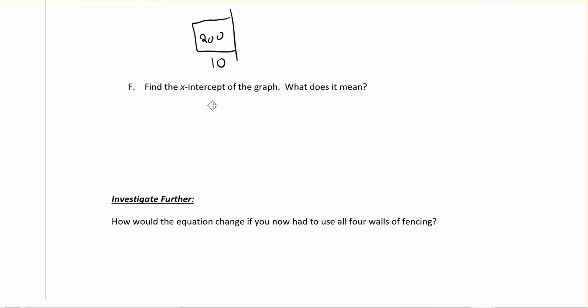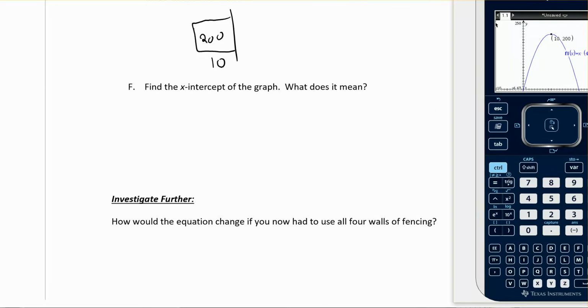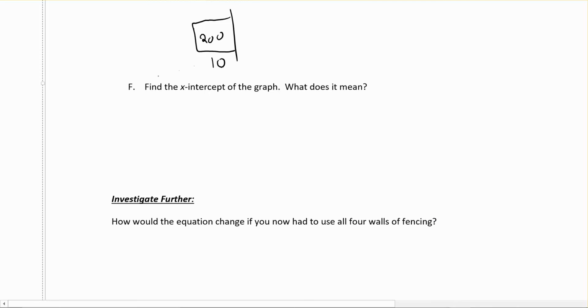Last one says find the x-intercept of the graph. What does it mean? Well, if you think about it, the x-intercept is going to be when the area, so the y-axis, is equal to 0. So what would that mean? Well, maybe it'll make sense with a drawing. So if this was our last situation, this was our maximum area, right?